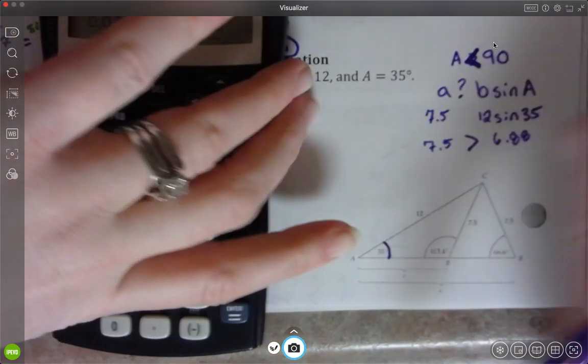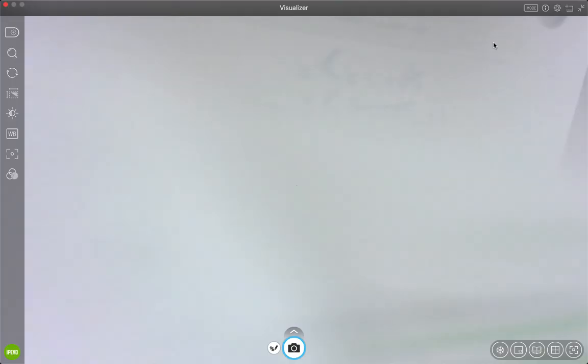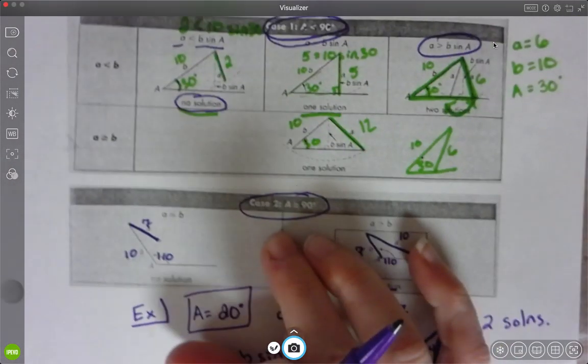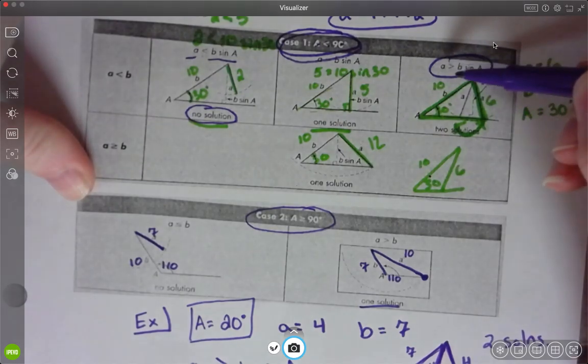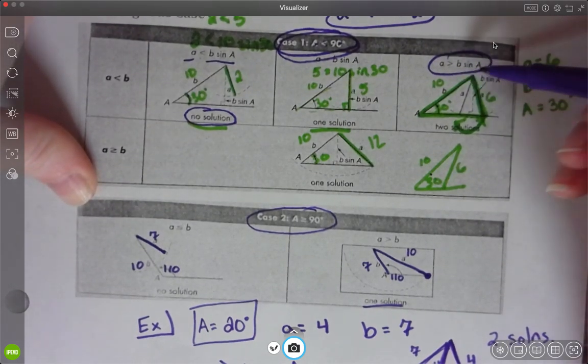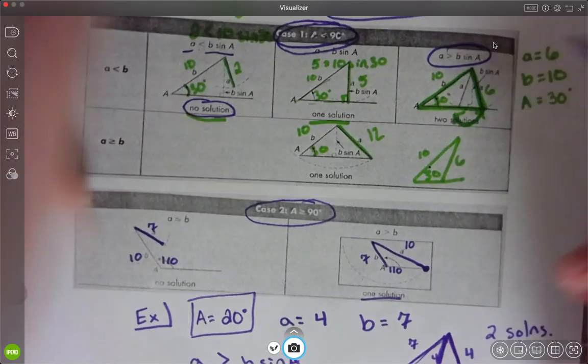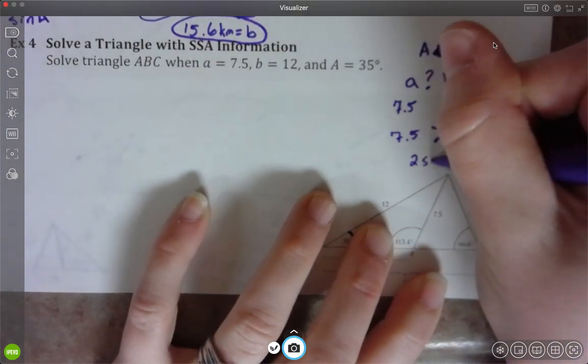Okay, so if we go back to our flip chart on the front side, or our kind of flow chart here, I guess, if a is greater than b sine of A, which is the scenario that we have, we're going to have two solutions. Okay, so this is going to give me two solutions, and now I have to figure out what those solutions are.